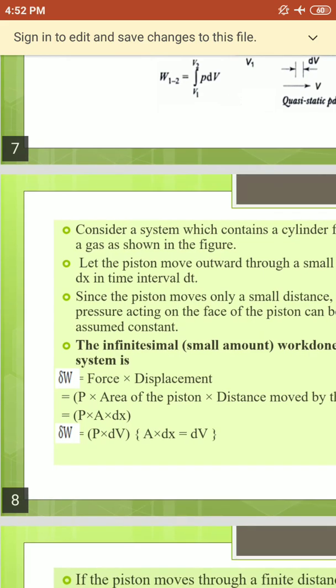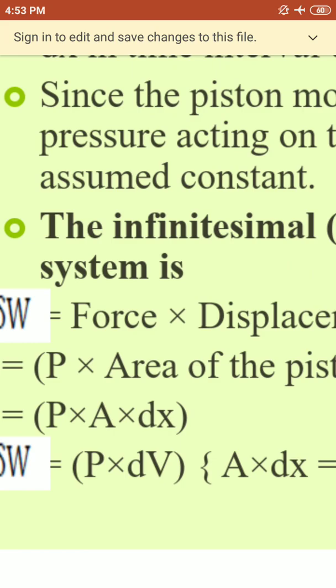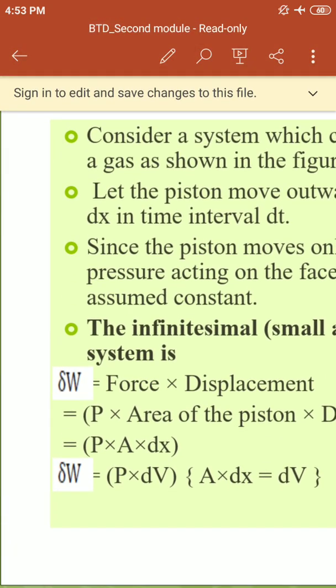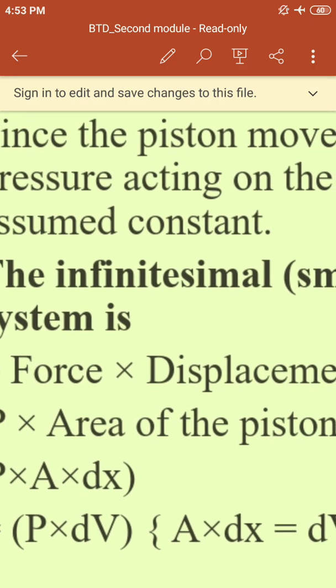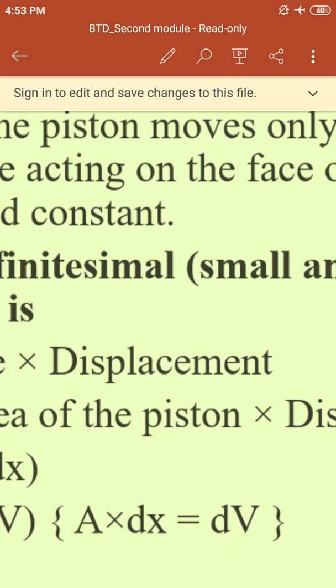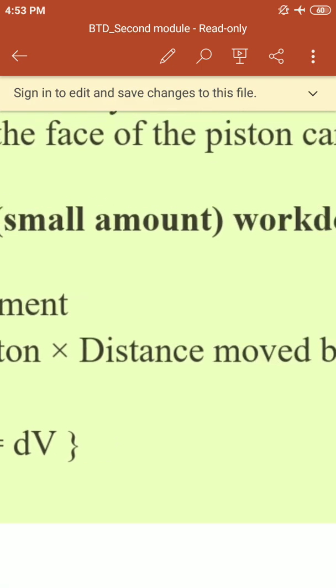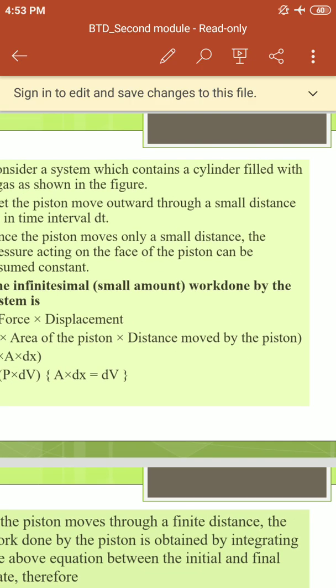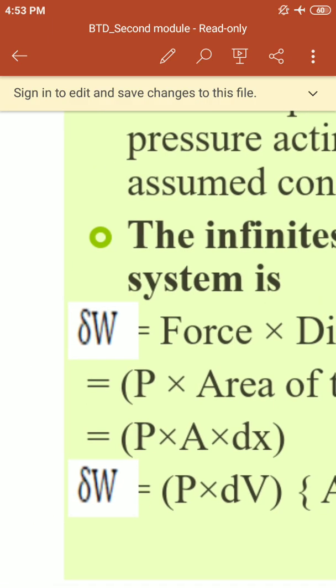Before that, how do we write the work? Work equals force into displacement, as already defined. Force means, you know that pressure equals force per area, therefore force equals pressure into area, that is P into the area of the piston, into the displacement, the distance moved by the piston. Delta W means this is the work we have to find.